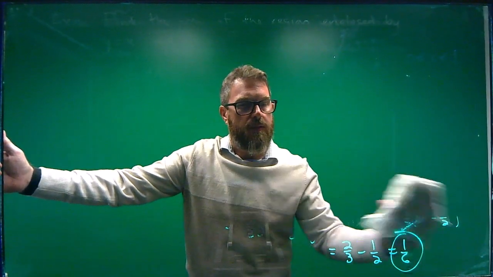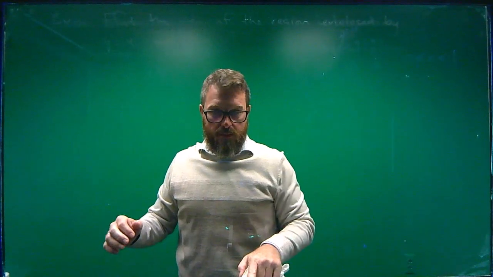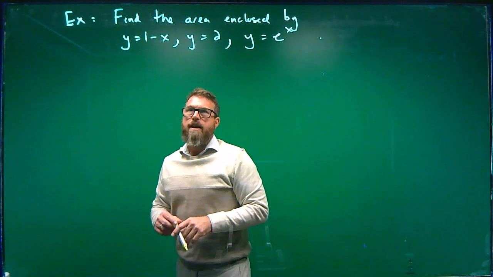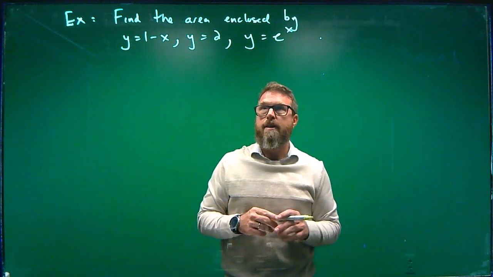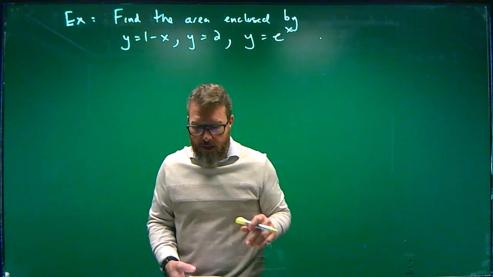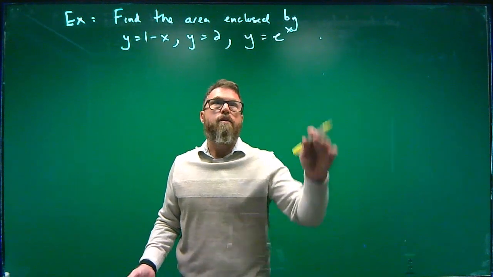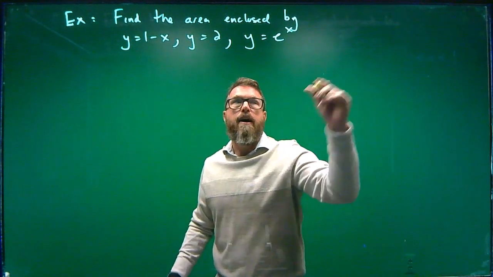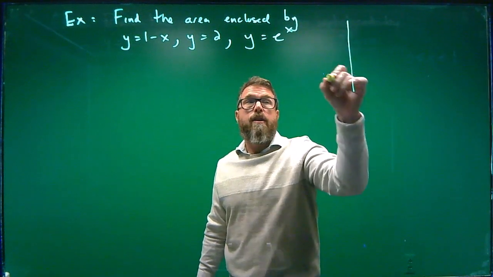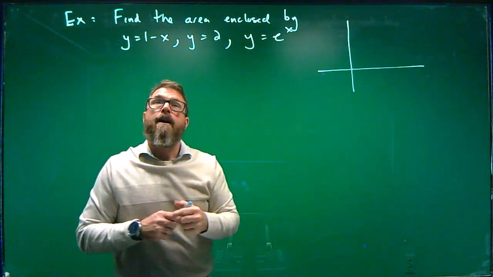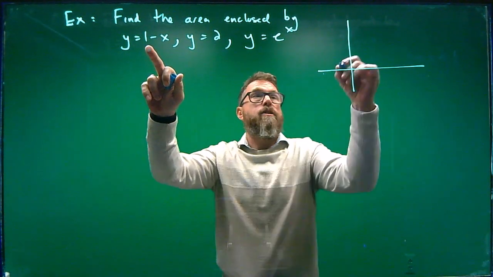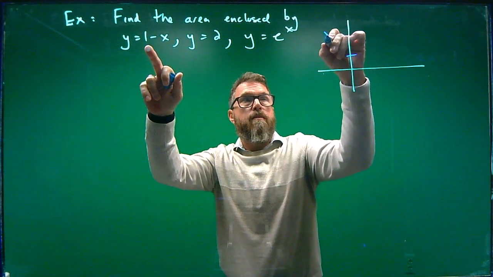All right, here's going to be our last example. So find the area enclosed by y equals 1 minus x, y equals 2, and y equals e to the x. And again, it's useful to be able to draw these things so you can see how you want to integrate this. All right, so let's set up 1 minus x, slope of -1, y-intercept of 1, so it's going to look something like this.